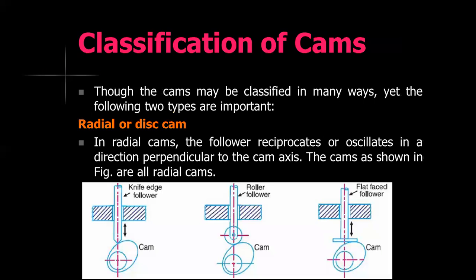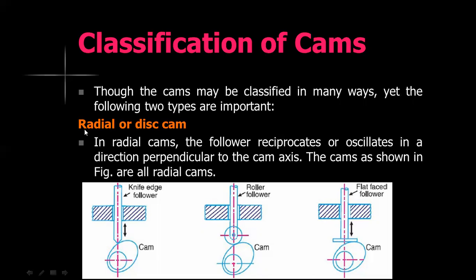Next we will see the classification of cams. Though cams may be classified in many ways, the following two types are important. Similar to the follower, cams are also classified according to the shape, according to the follower movement, and according to the manner of constraint of the follower. There are many classifications, but the following two types are very important.